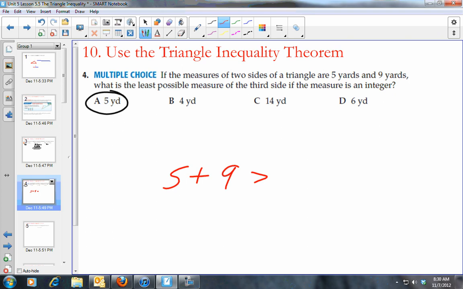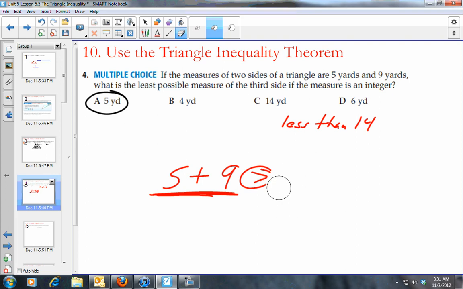In fact, the third side, since the sum has to be greater than 14, wouldn't that third side have to actually be less than 14? See what I'm saying? Because if the third side was 14, that wouldn't be true, would it? Okay? But if it was 13.9, it would be true. Okay?